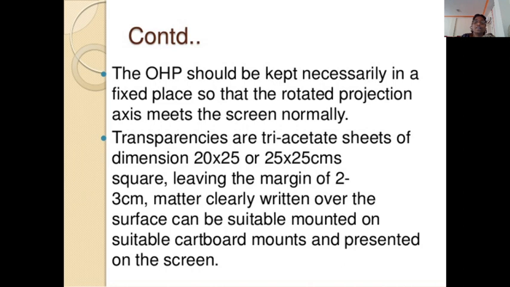Okay, then we have to use a transparency sheet, that is a triacetate sheet of dimension 20 into 25 or 25 into 25 centimeters square. Then leave a margin of 2 to 3 centimeters. Then we cannot project on the board or cardboard or screen, whatever is available in our classrooms.